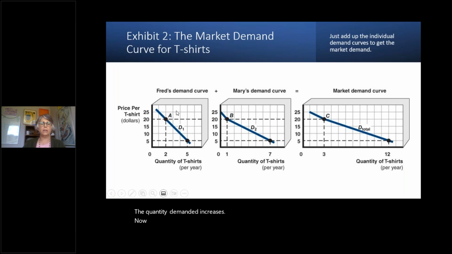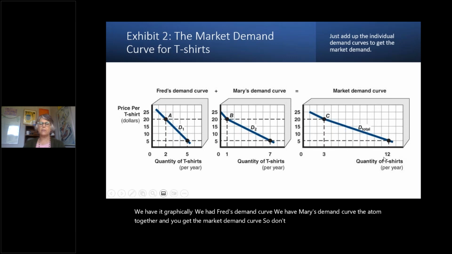Now we have it graphically. We had Fred's demand curve, we have Mary's demand curve. You add them together and you get the market demand curve. So don't be afraid of these graphs. They're just adding together what's in that table.